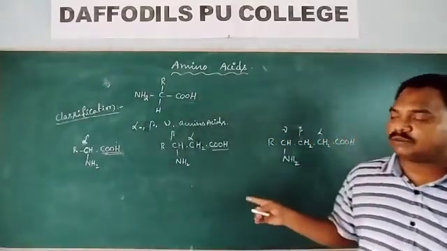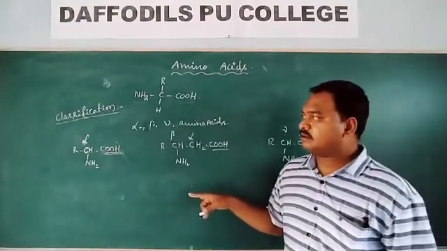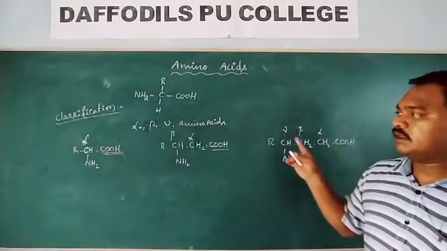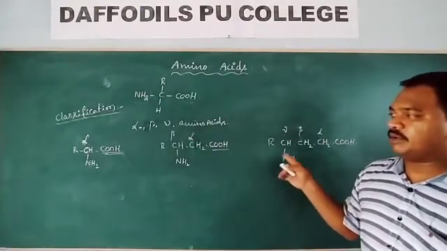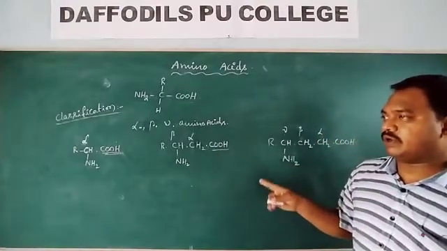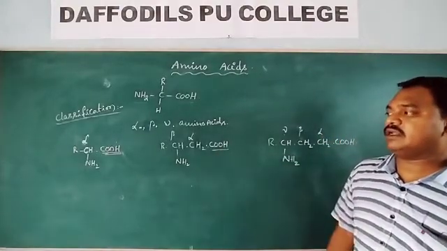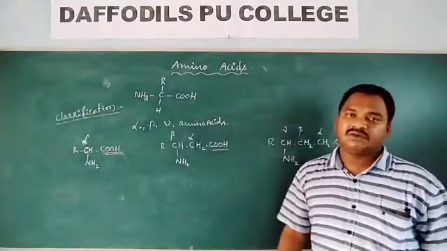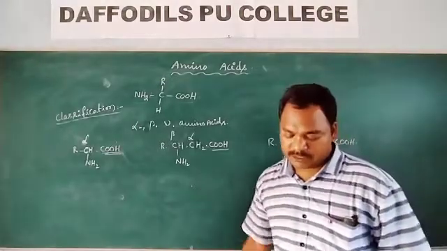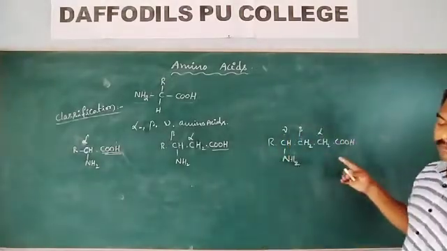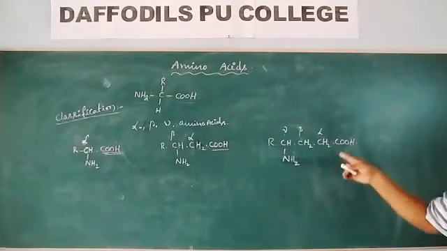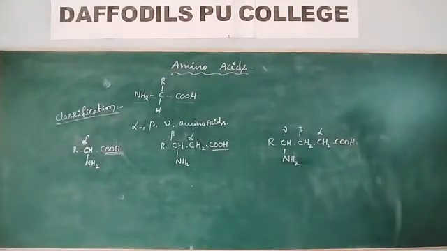Based on the attachment of the amine group, these amino acids are classified into different types: alpha, beta, gamma, delta amino acids. So if the amine group is bonded to alpha carbon, then it is alpha amino acid. If the amine group is bonded to beta carbon, then it is beta amino acid. If the amine group is bonded to gamma carbon, then it is gamma amino acid.